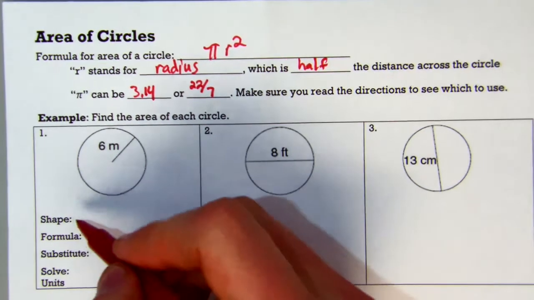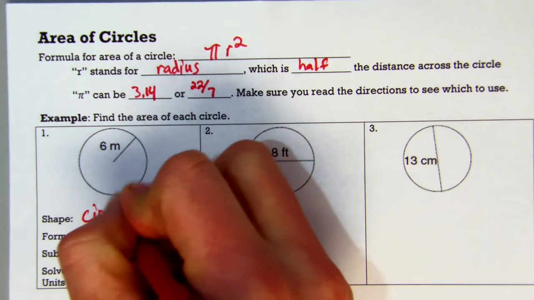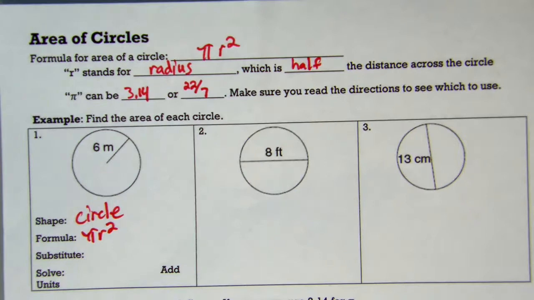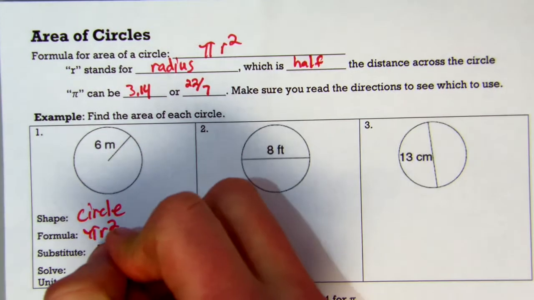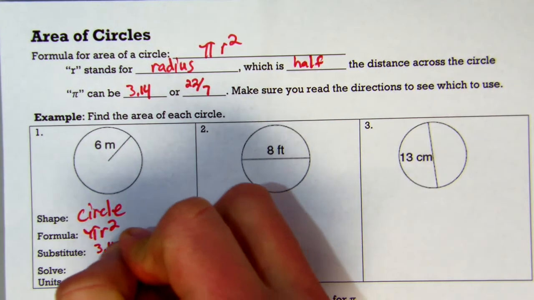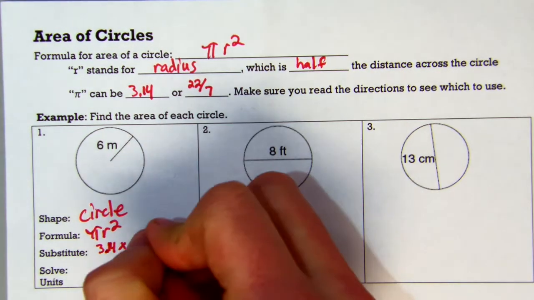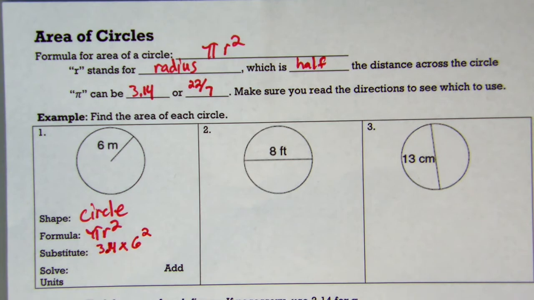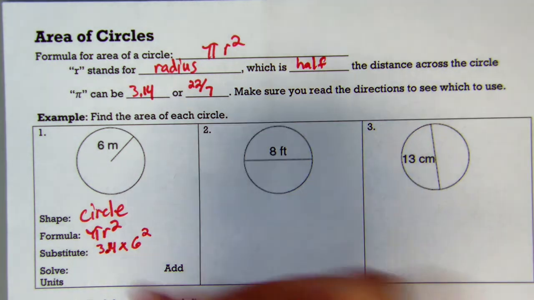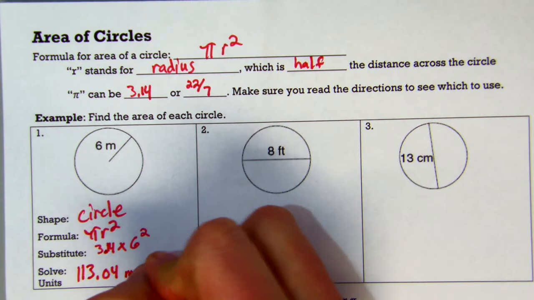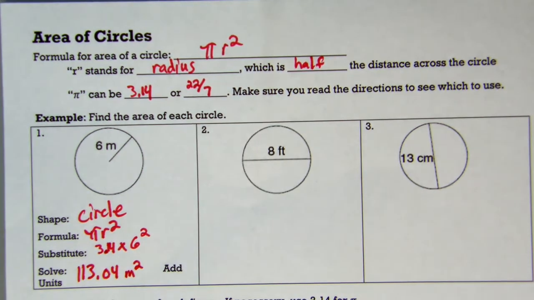Our first one, again, the shape is a circle. We're going to rewrite the formula, pi r squared. We're going to substitute them in, so I'm going to use 3.14 for my pi, times my radius, which is 6 meters, and we're going to square it. Plug it into the calculator and solve it. And I get an answer of 113.04, and then we're going to add in my units, so meters squared.